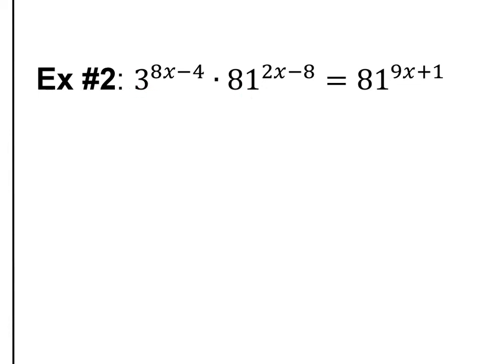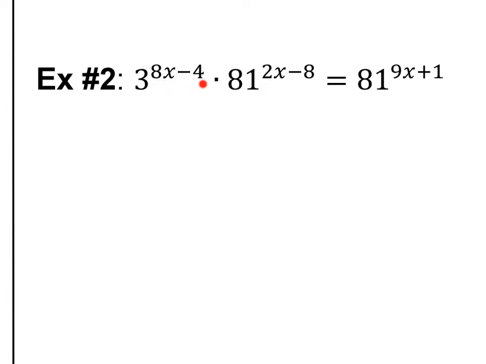Now, I already did a problem above where we wrote 81 as 3 to the 4th. We could do that, and we could write this as 3 to the 4th, and we get them all in 3s. And if that works for you, that's fine. I'm just showing you another method you might have to use.